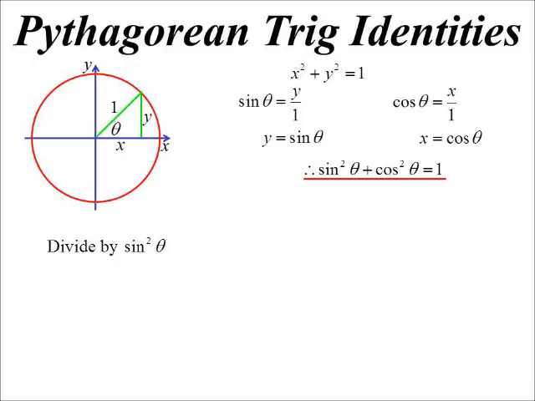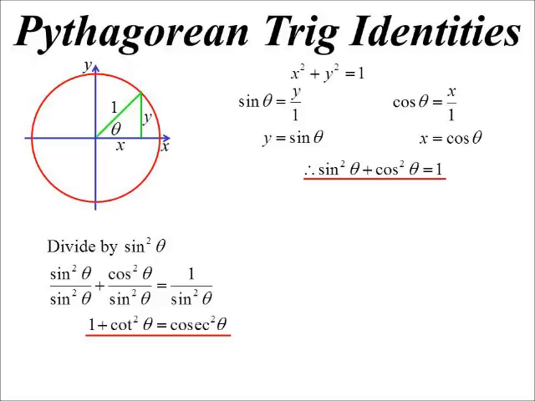To get the next one, if I divide each of those terms by sine squared. So sine squared over sine squared, which is of course 1. Cos squared over sine squared, which would be cot squared. And 1 over sine squared, which would be cosec squared. So that gets our next relationship. 1 plus cot squared is cosec squared.